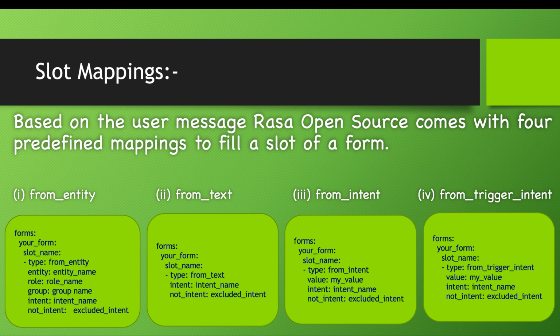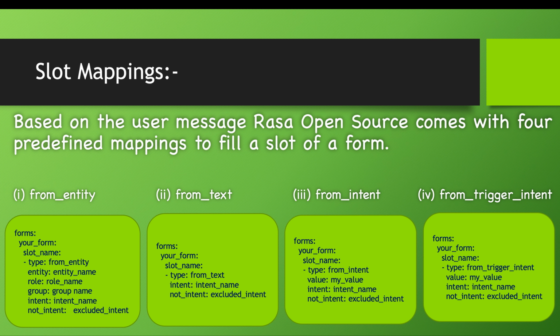Now we come to slot mappings. Rasa Open Source comes with 4 predefined mappings to fill the slots of a form based on the latest user message: from_entity, from_text, from_intent, and from_trigger_intent.